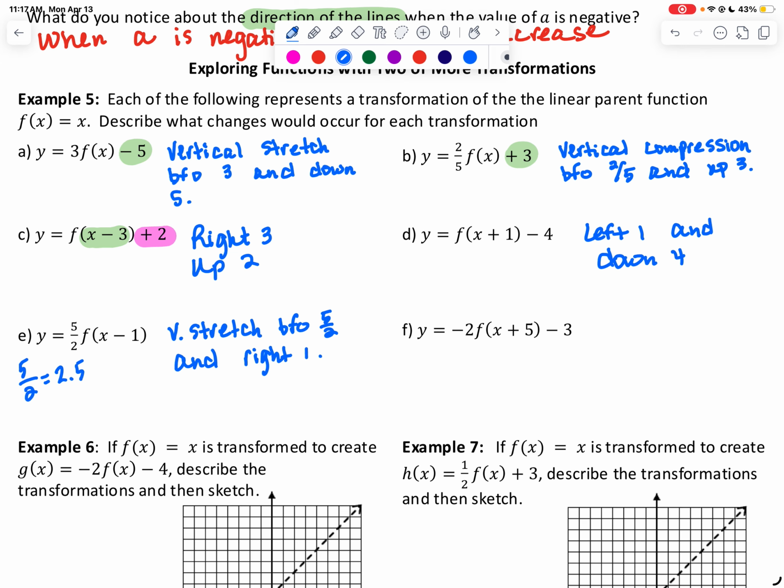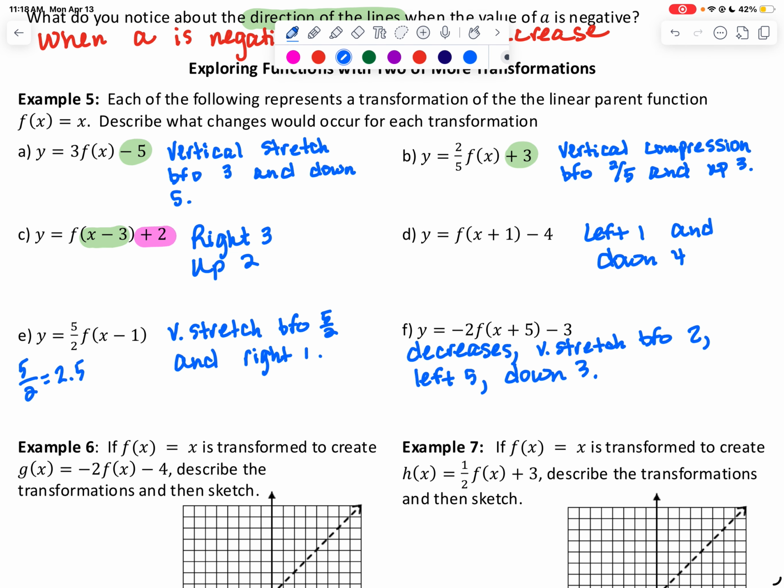All right, problem F. Y equals negative 2 times f of x plus 5 minus 3. So the negative is going to make it decrease. In other words, it'll be going downhill. The 2 means we'll have a vertical stretch by a factor of 2. The x plus 5 is in the parentheses, so that means left 5. And the minus 3 is on the outside, so down 3. So that one has quite a few transformations.